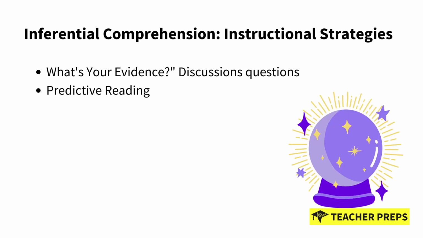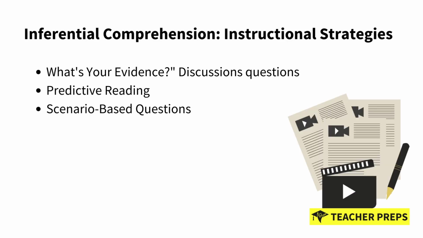Another strategy you can use to check students' inferential comprehension is called predictive reading. Before reading a story or chapter in a book, ask students to make predictions about what they think might happen based on the title or introductory paragraph or other chapters that they've already read. Now, as they read, they can validate or adjust their predictions.